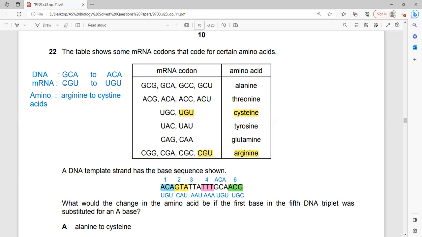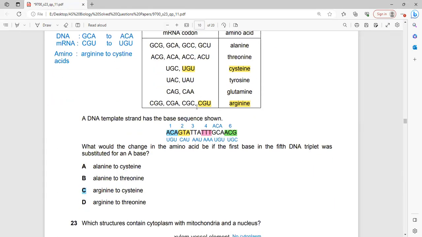So what type of change will come in the messenger RNA? This will become guanine to cytosine, cytosine to guanine, and adenine to uracil. So CGU has been replaced by UGU. It means it's supposed to be CGU, arginine, and it has been replaced by UGU. So now it is cysteine. So our correct option will be here. We need to find the correct option. The arginine has been replaced by cysteine.